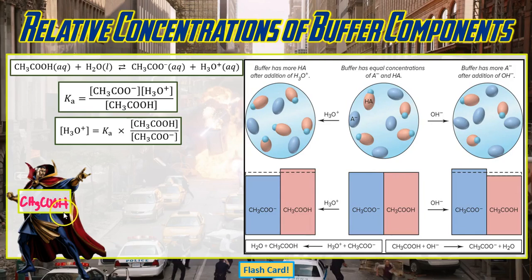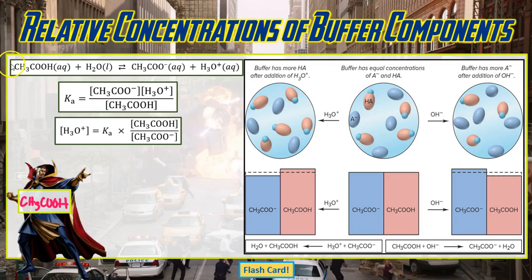So a buffer works because the relative concentration of buffer components, usually a weak acid and its conjugate base, are balanced in such a way that they can resist significant changes in pH when an acidic or basic substance is added. And that allows the solution to maintain a stable pH level, right? And we can usually capture the ratio of those buffer components, meaning the weak acid and its conjugate base, using the equilibrium Ka dissociation constant.